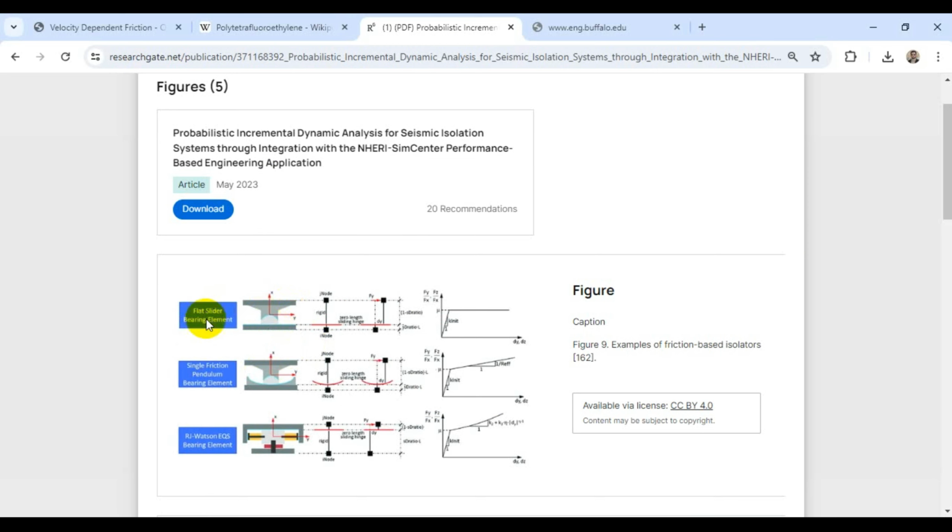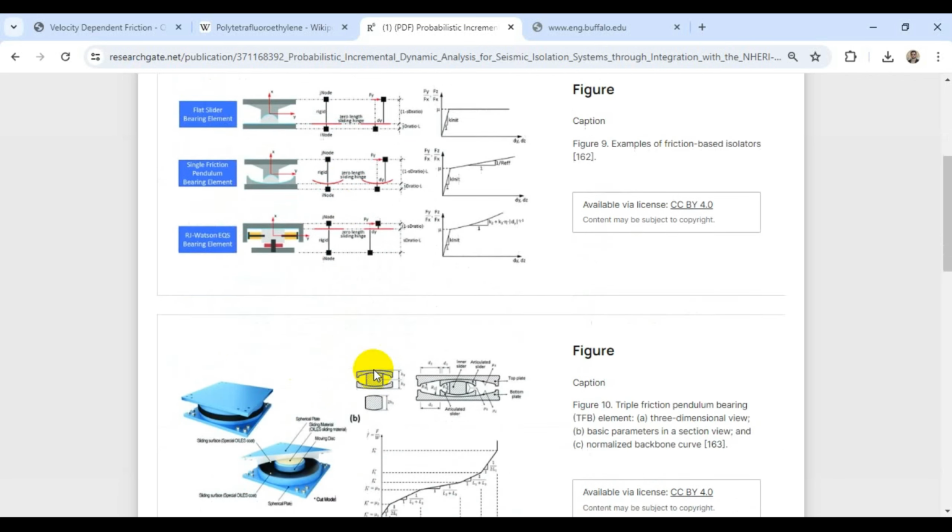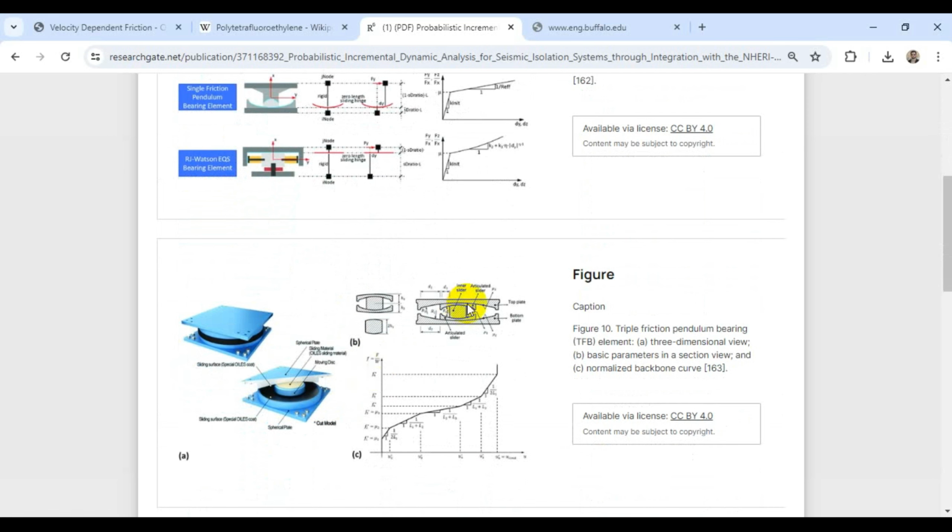So we have the flat slider bearing element. We have the single friction pendulum bearing element, and this is the idealization. Look here, this is a flat slider. For the flat slider, the friction will be constant. For the single friction pendulum bearing, the friction will change with respect to time. And for the RT Watson EQS bearing element, there will be no friction at one point and maximum friction at another point here.